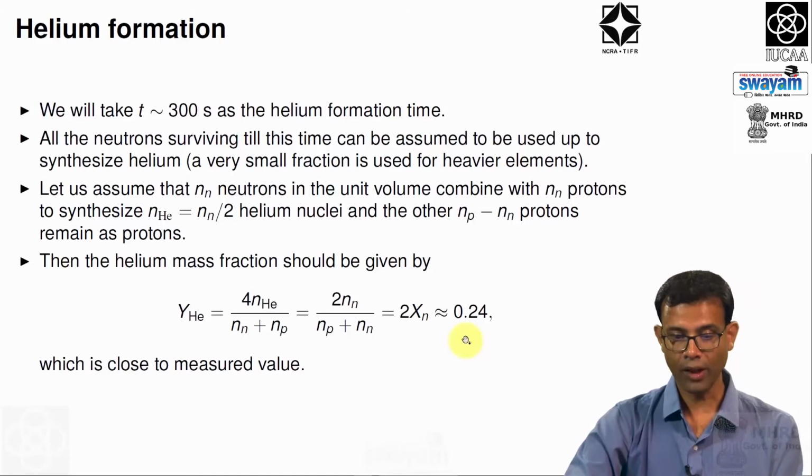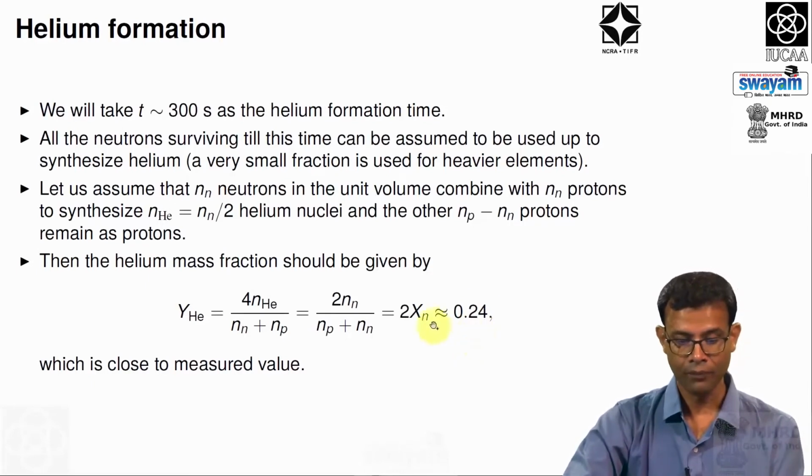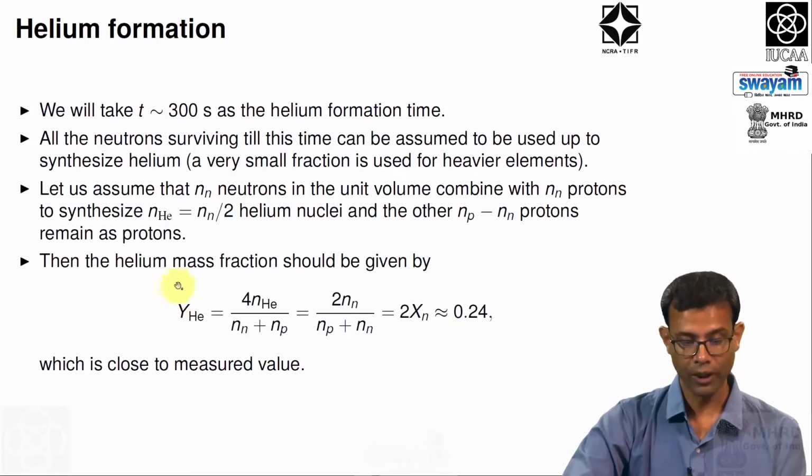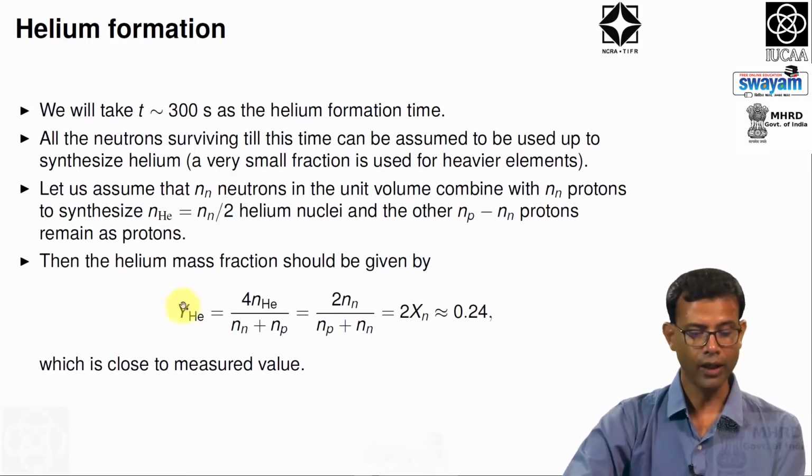Now, you also see the importance of the deuterium bottleneck. If the deuterium bottleneck was not there, then you probably would have formed helium right after the neutrons were formed, and at that time the number of neutrons was larger. So, you could have actually found much more helium than what we observed. The fact that the deuterium bottleneck happened brought down the helium mass fraction to 0.24.